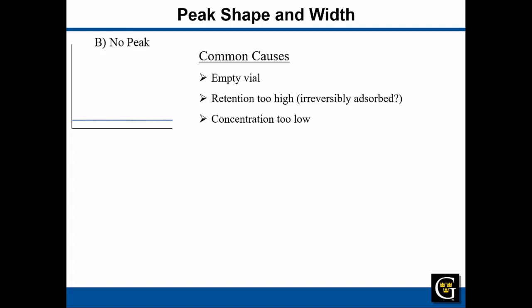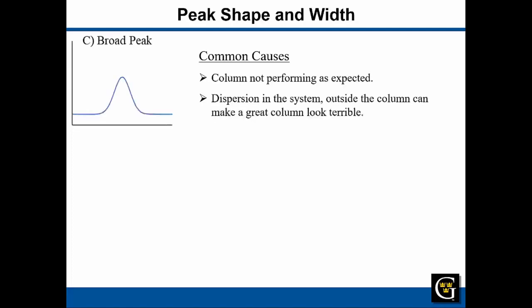So solutions to these, you can imagine simple things like making sure we have enough volume in the vial, adjusting the elution conditions to make sure that the analytes actually elute from the column, or increasing the analyte concentration so we give ourselves a good chance of actually seeing a peak at the detector.